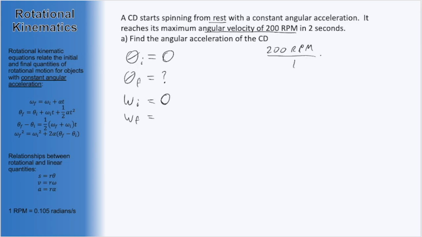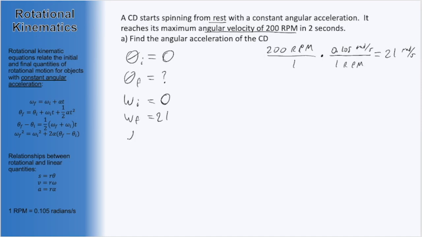So doing our conversions, putting 200 RPM over 1, we need to multiply by a fraction that puts this conversion into a unit fraction. We want the 1 RPM on the bottom to cancel out the RPM, which means the 0.105 radians per second goes on top. Doing this conversion gives us exactly 21 radians per second. So this will be what we use for our final angular velocity.